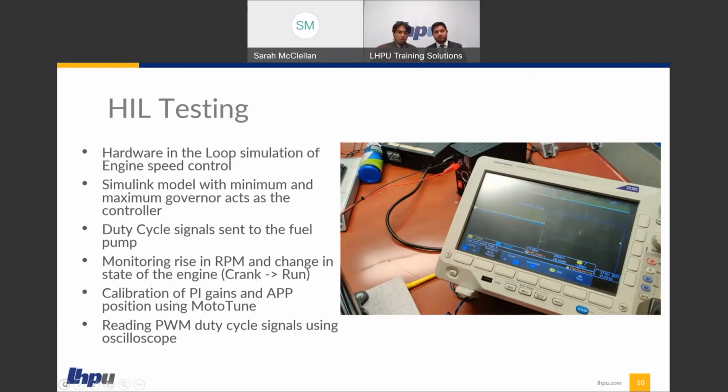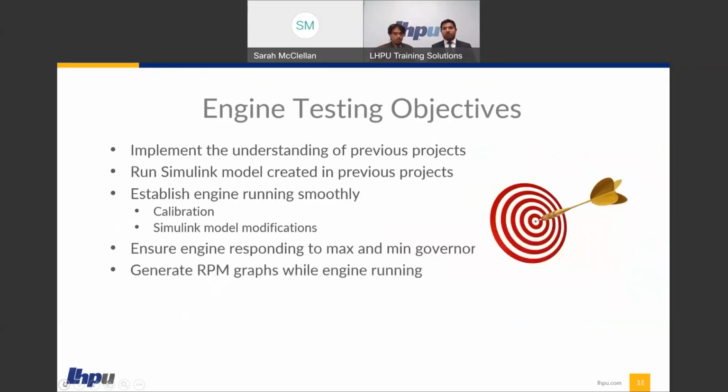We had to calibrate the P and I gains, and we had to calibrate the accelerator pedal position, which later on we moved to the real engine, and we'll be talking about that in the next slide. All right, let's talk about the engine testing.